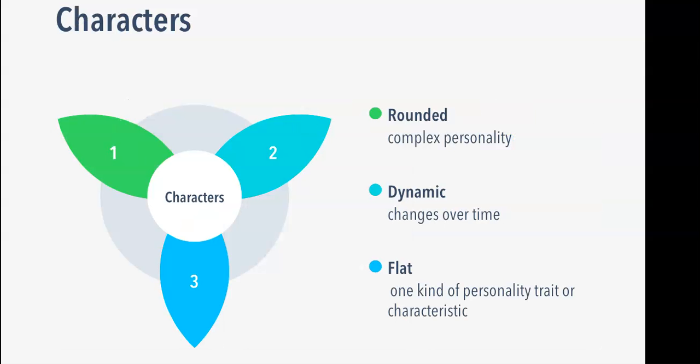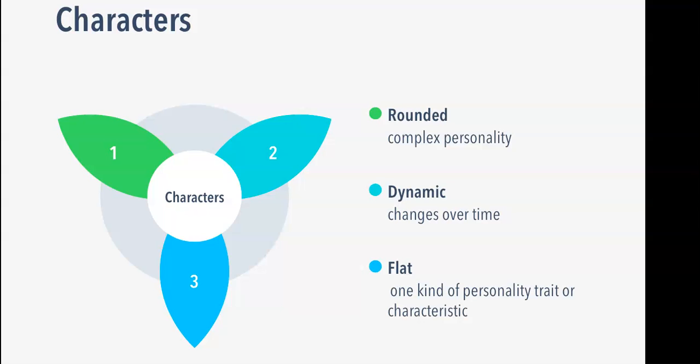Okay, looking at characters. So really we want to be looking here at rounded, dynamic, flat, and static, right? Those would probably be like 4 choices in a multiple choice question. A rounded character is anyone who has a complex personality. He or she is often portrayed as a conflicted and contradictory person. A dynamic character is a person who changes over time, usually as a result of resolving a central conflict.